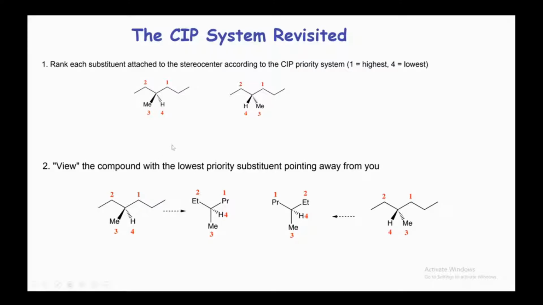This numbering shows that position 1 has the highest priority, then 2, then 3, and the fourth is the lowest. The next rule of CIP is to view the compound with the lowest priority substituent pointing away from you. For example, if this compound has substituents 1, 2, 3 and 4, this 2 is CH2CH3, which we can write as Et, ethyl, and 1 is propyl, CH2CH2CH3, which we can write as Pr. This is how we can transform these compounds, where we push the 4th priority onto the dotted line.